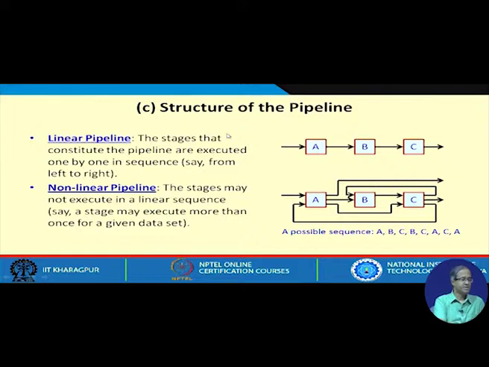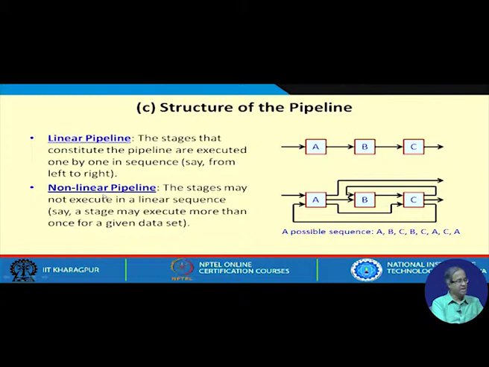Next comes structure of the pipeline. Well, we can have a linear pipeline which is most conventional. Linear pipeline means I have divided the computation into a number of stages which are supposed to be executed linearly one after the other. That means there is some kind of a straight line sequence. For every data input, first A, then B, then C, and then you take out the result. This is the order of execution for every input data.